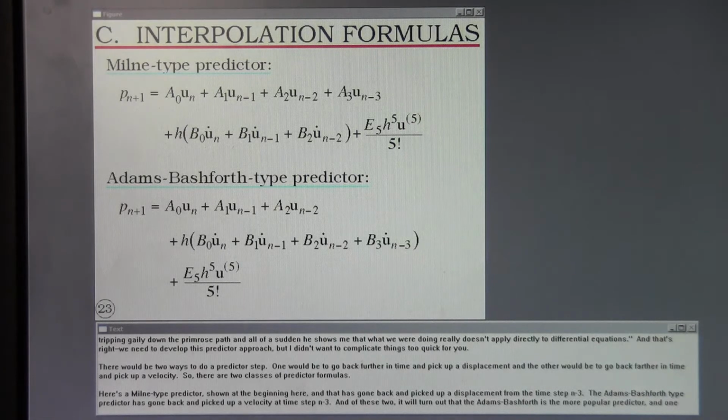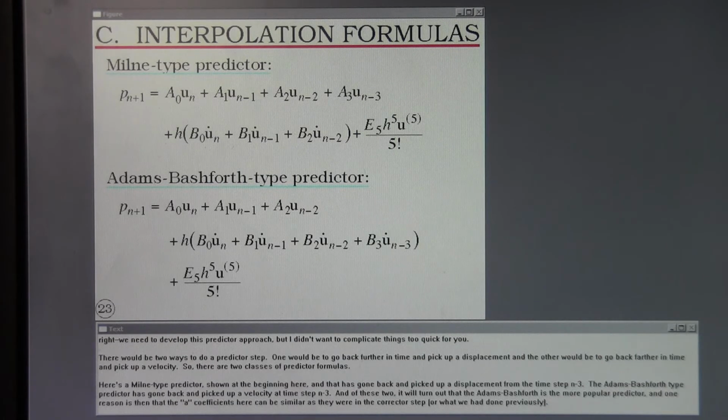Now, there would be two ways to do a predictor step. One would be to go back further in time and pick up a displacement, and the other would be to go back farther in time and pick up a velocity. So there are two classes of predictor formulas.